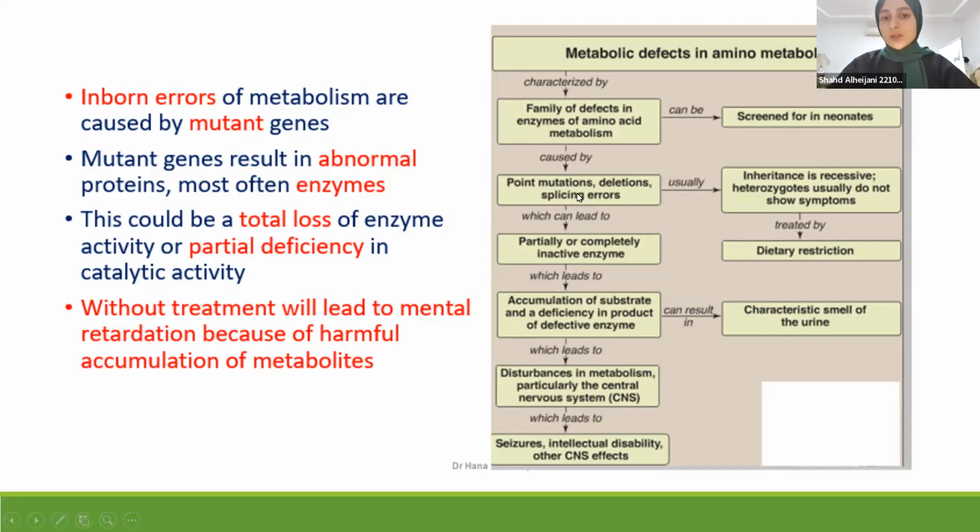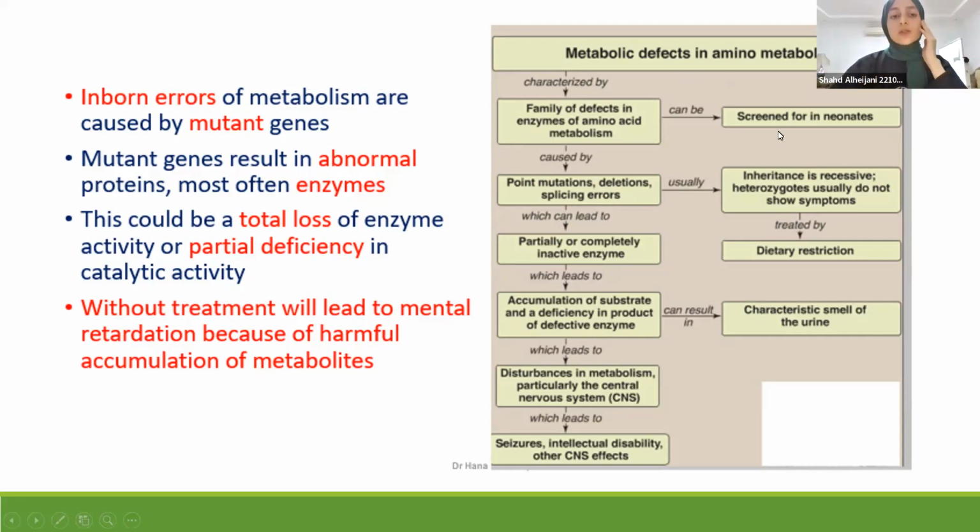So these mutations could either be point mutations, deletions, or splicing errors. Now, those genes are normally coding for specific enzymes in the pathway for a specific amino acid. So if this gene is altered due to the mutation, it would affect the structure of the protein and hence affect the enzyme itself. Now, since these are inborn errors, this means we can screen for them in the neonates or in the infants.